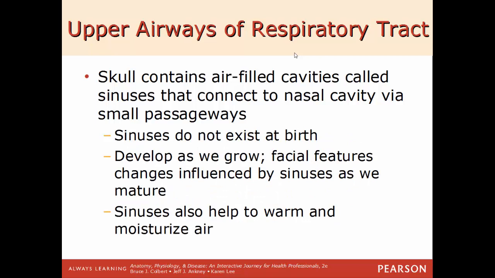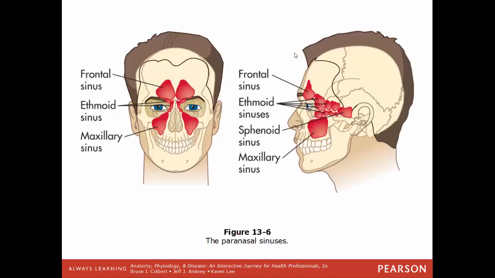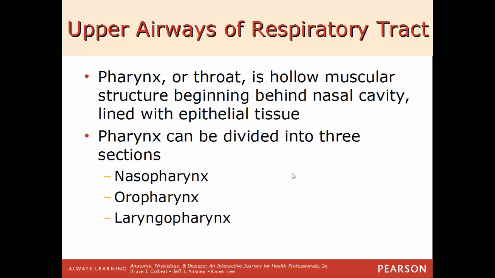Now, the sinuses do not exist when we're first born. These will develop as we grow. Now, changes in our facial features are influenced by our sinuses as we mature. And sinuses are also there to help warm and moisturize the air that we breathe. Common locations of our sinuses: you have the frontal, here, right in front. The ethmoid sinuses, the maxillary, here. And the sphenoid sinuses, here.